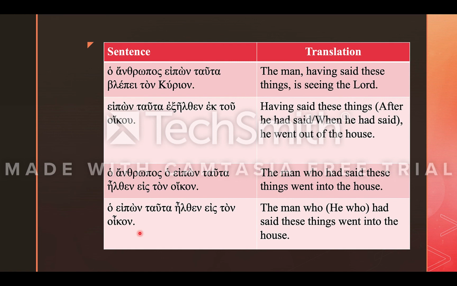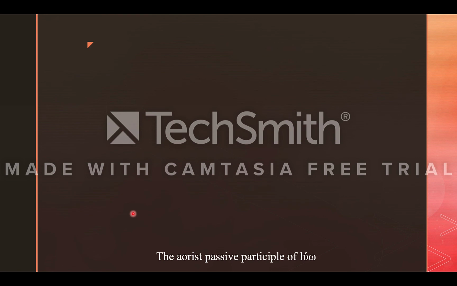And the last sentence: o aipon tauta, elthen eis ton oikon. The man who had said these things went into the house. Remember, aipon here is still carrying this, and this is a substantive use of the participle.